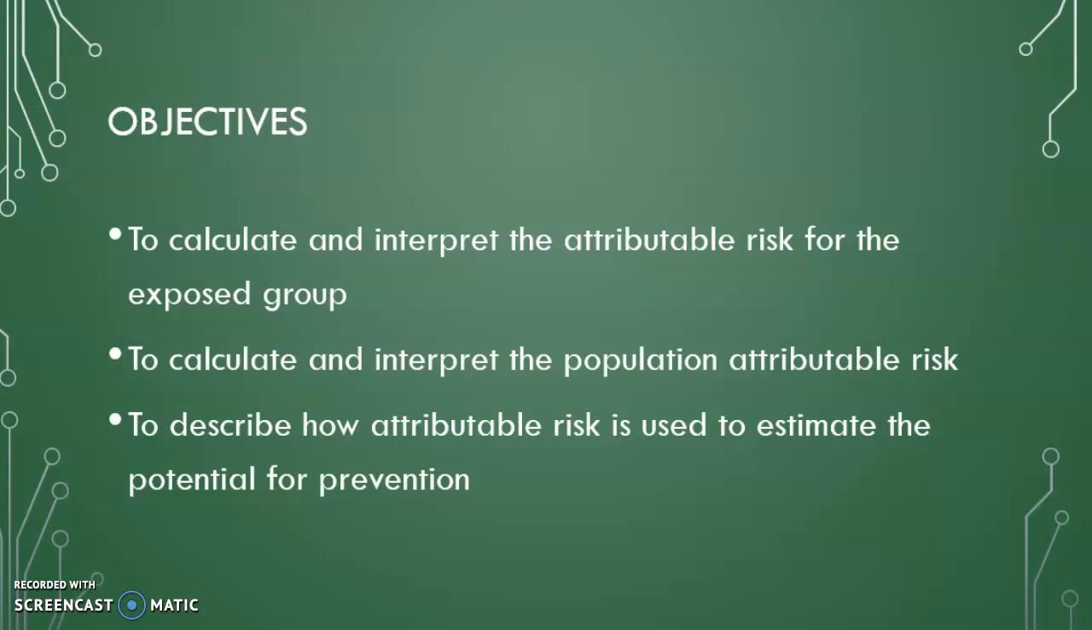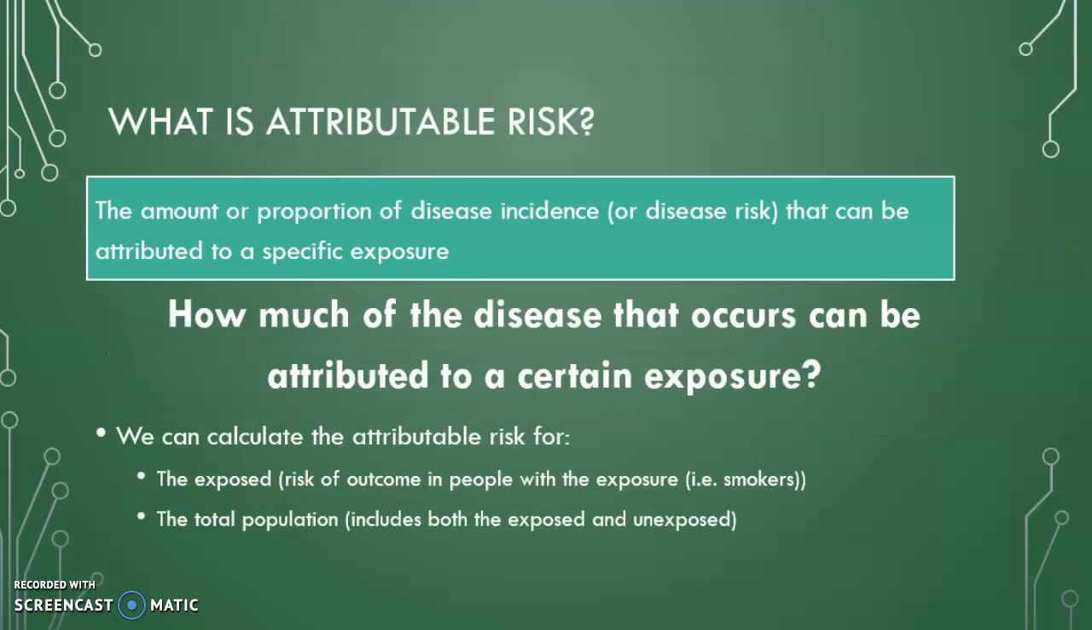To begin, I just wanted to go over the objectives for this chapter. So there are three. The first is to calculate and interpret the attributable risk for the exposed group. The second is to calculate and interpret the population attributable risk. And the third is to describe how attributable risk is used to estimate the potential for prevention.